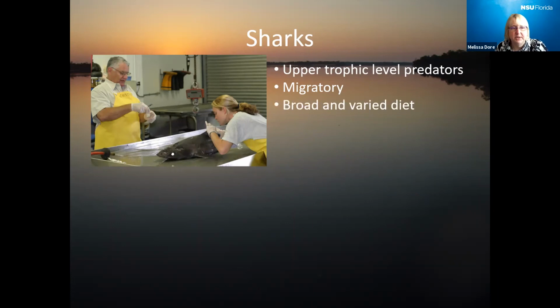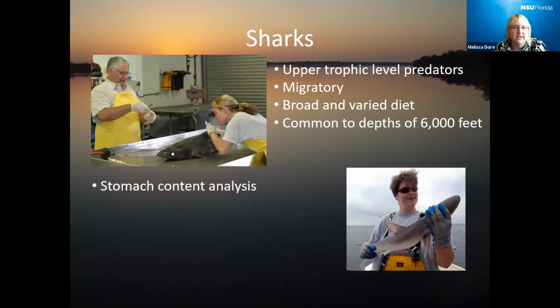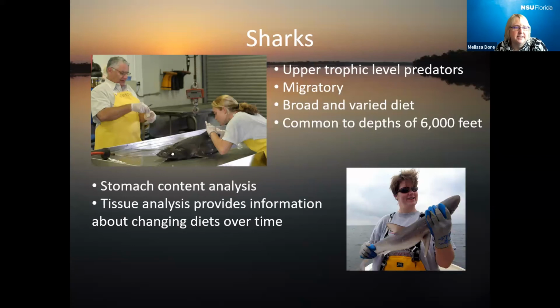There are some deep sea ones. This is actually a cookie cutter shark, and it eats just little bits and pieces off of larger fish. That's why it's called cookie cutter. These guys can be common up to 6,000 feet deep. We also looked at stomach content analysis and tissue to see how their diets have changed over time. Did the oil impact their diets or didn't it? We're still looking at that.